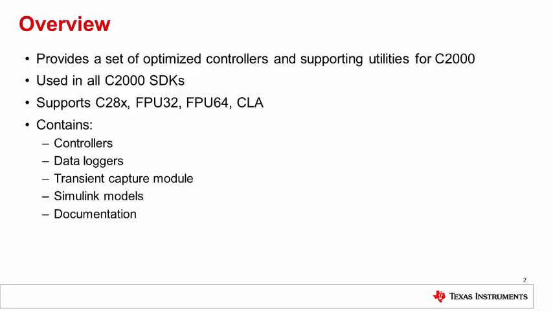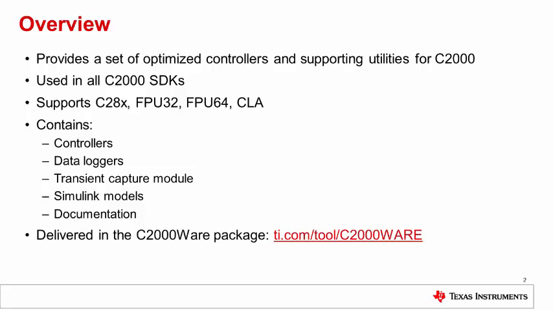In addition to controllers, the library contains single-channel and multi-channel data loggers, a transient capture module, a small set of Simulink models, and extensive documentation. The DCL is delivered in the C2000ware package, which is available for free download at the URL shown. Note that, like all C2000ware content, the DCL can only be used with C2000 devices.